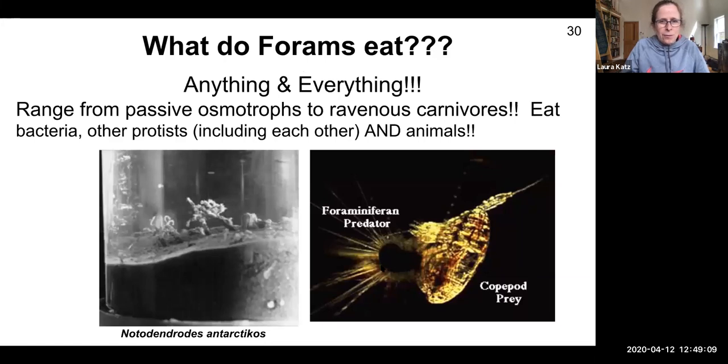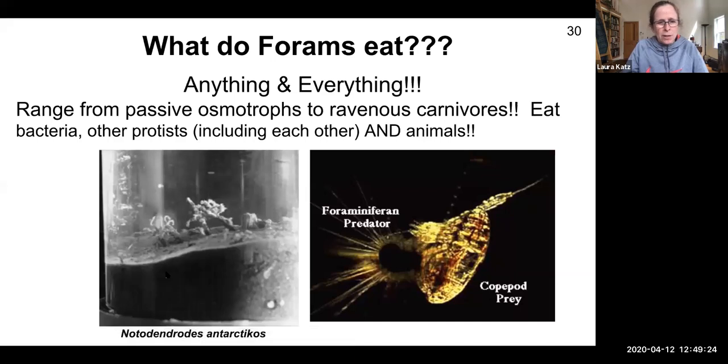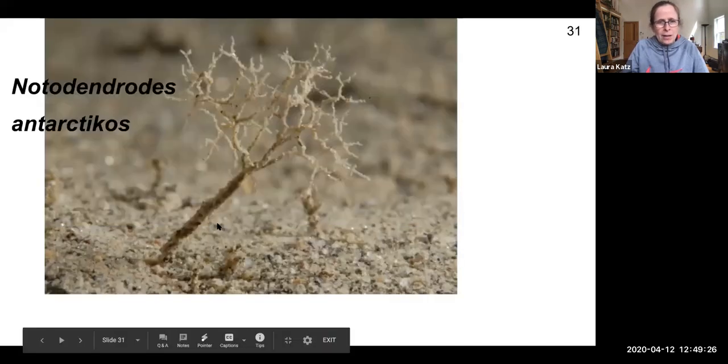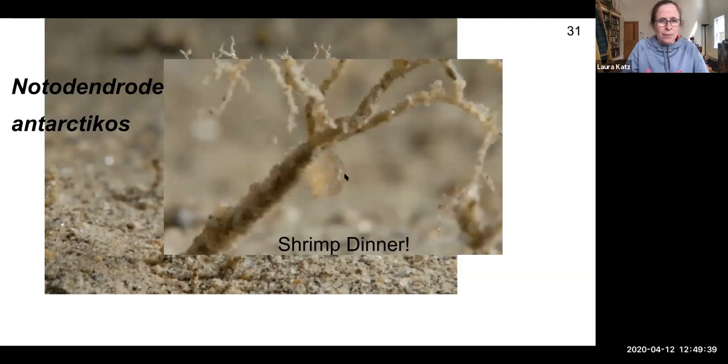So here is a foram eating a copepod. They range from passive osmotrophs to ravenous carnivores. They eat bacteria, they eat other protists, including each other, and they eat small animals. This is a beautiful foram from Antarctica called Nodrodendoides, which can be about an inch tall. Here it is again, taken in Antarctica, and I'm going to end with some pictures of Antarctica where foram diversity is greatest. So here's a small shrimp-like organism that this foram is eating for dinner.